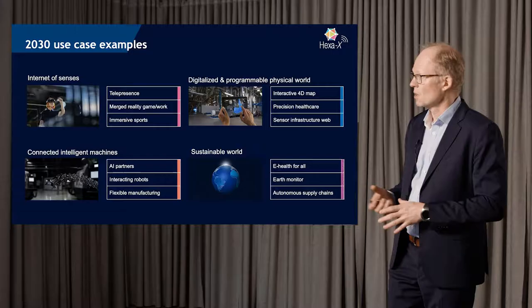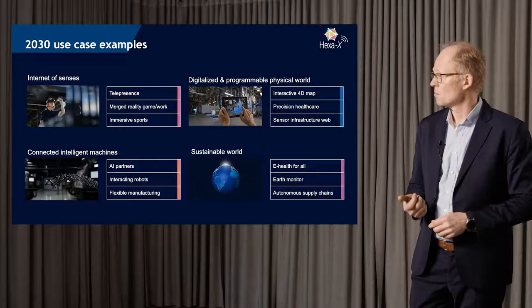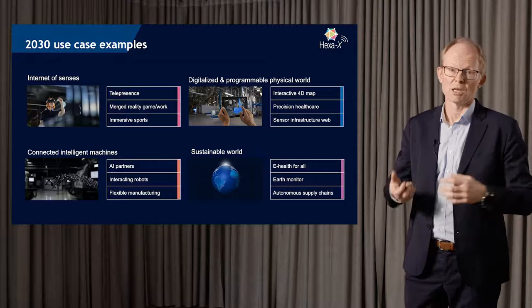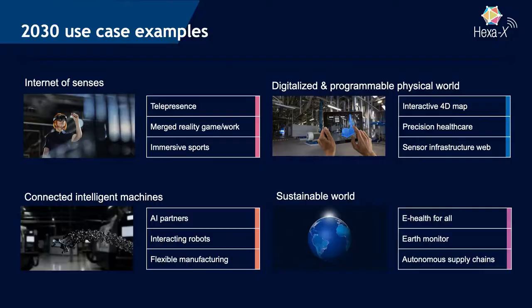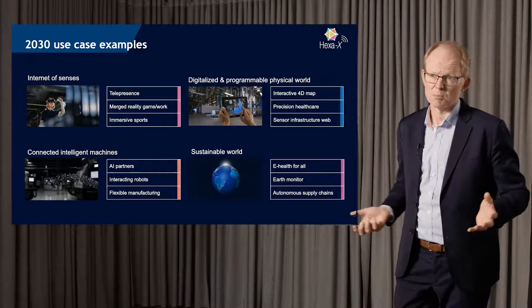On the digitalized and programmable physical world, what we will need is the maps. And these are, of course, 3D maps, but they're also over time, so you can talk about 4D maps. By this, creating these digital twins of everything, including our own bodies, so you can have your digital twin. That will open a lot of interesting things when it comes to precision healthcare, etc. And of course, all of these sensors that we will have around us will really be the infrastructure of all of this sensing information. Sustainability will be key, enabled by these possibilities of the networks.